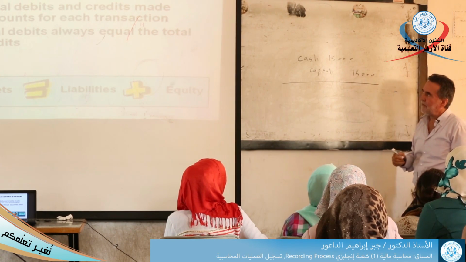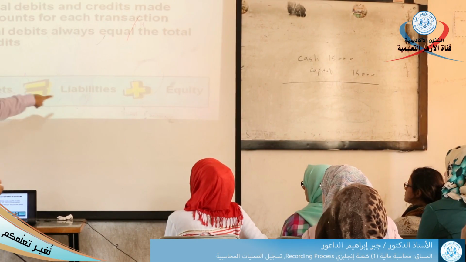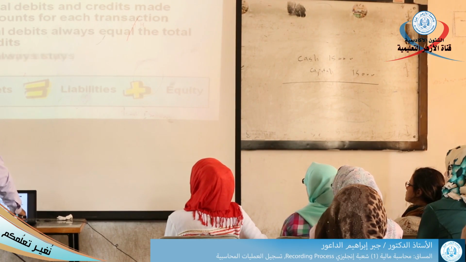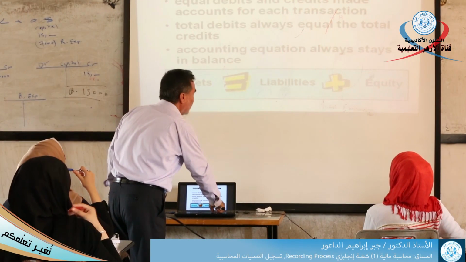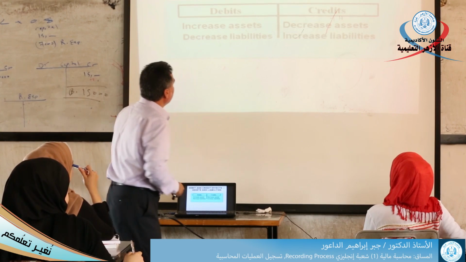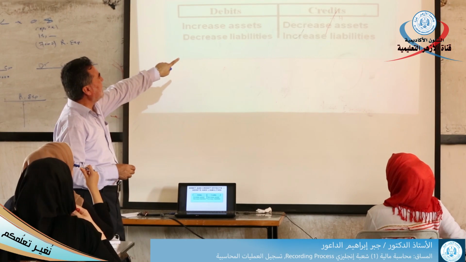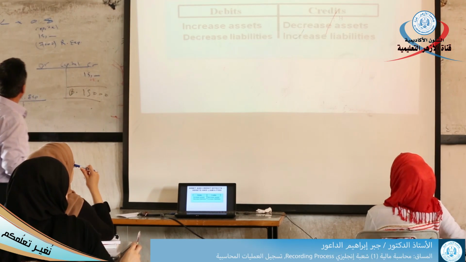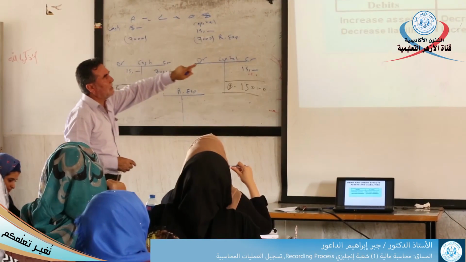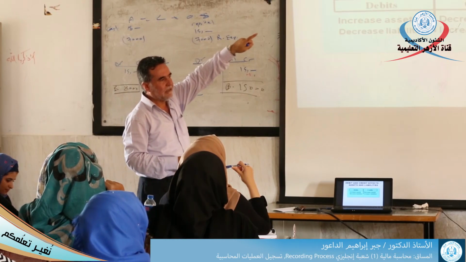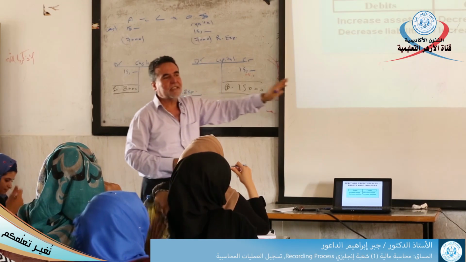Also, equation: assets equal liabilities plus owner's equity. Accounting equation always stays in balance. We know that. Debit side, credit side. Debits increase assets, decrease liabilities. As I said on the other side, the credits decrease assets, increase liabilities.